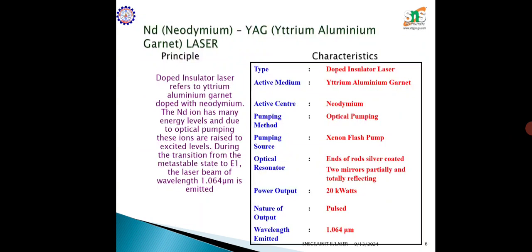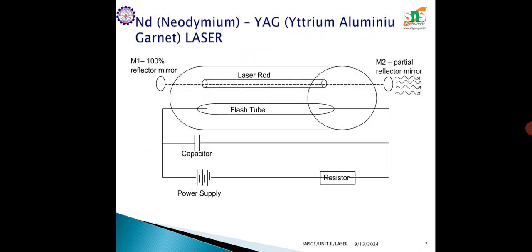The principle is yttrium aluminum garnet doped with neodymium atoms. Here the neodymium atom has a number of energy levels. Due to these energy levels, we can have transitions for the laser action. This picture shows the construction of this Nd:YAG laser.